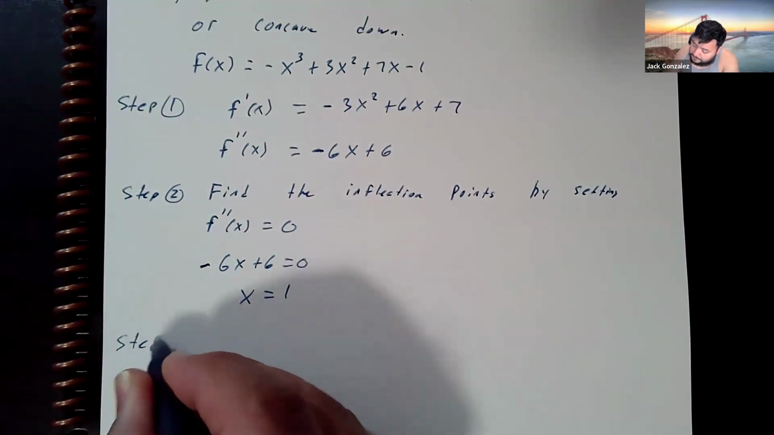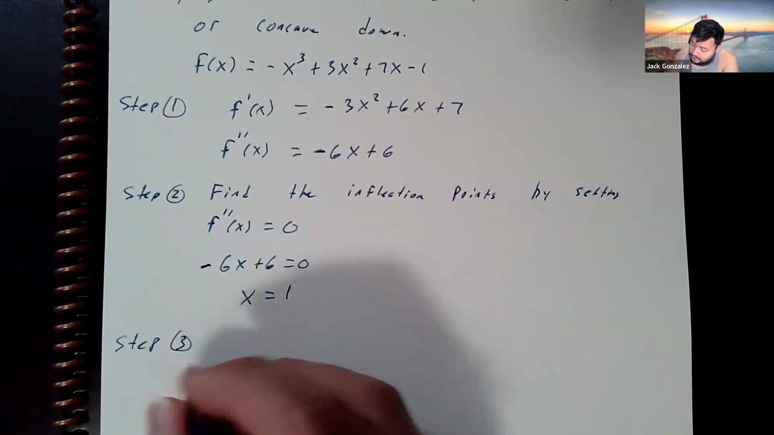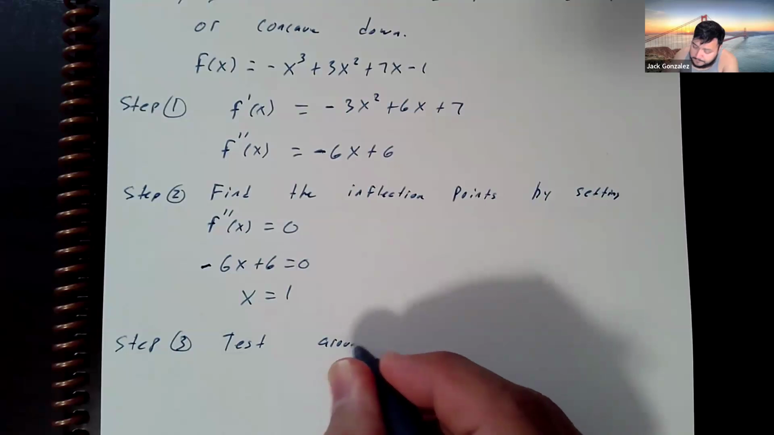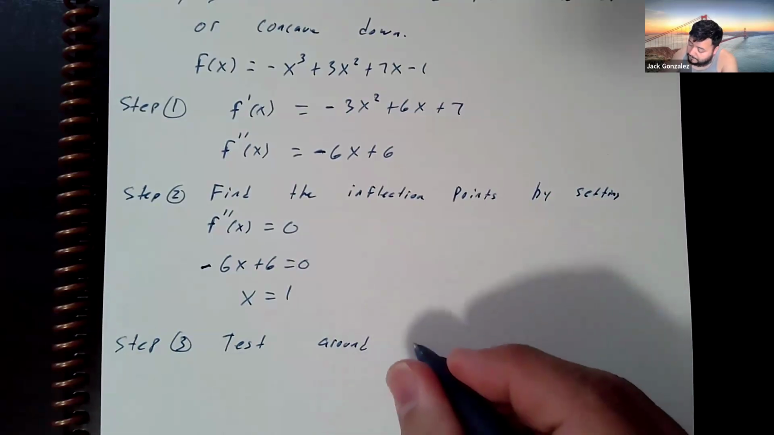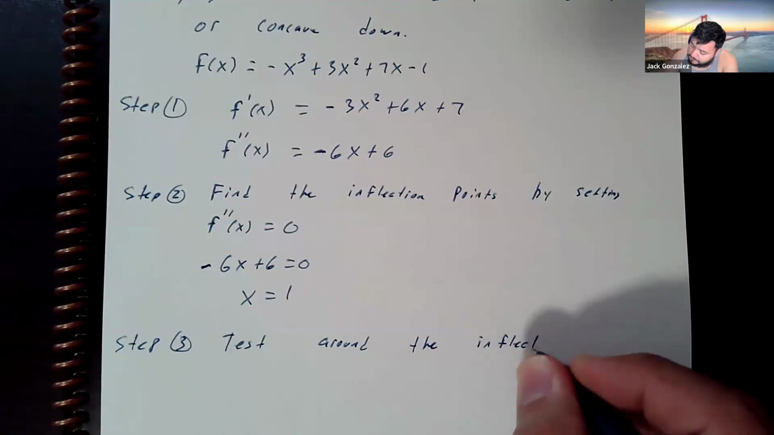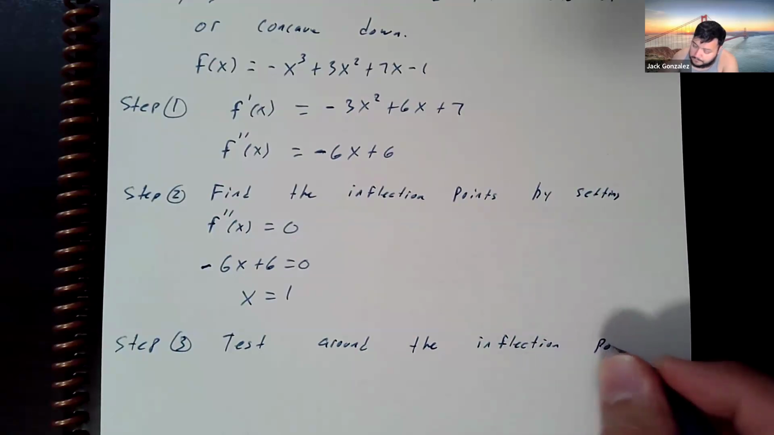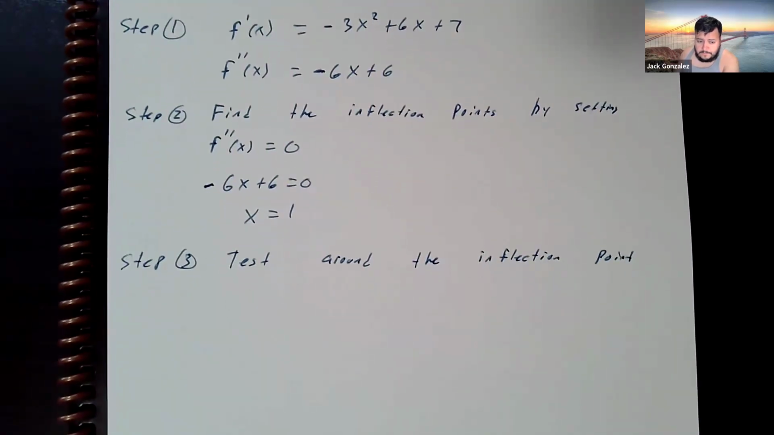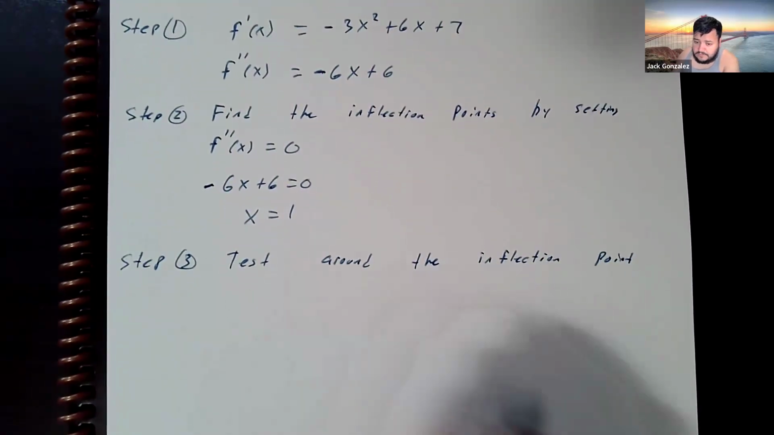Step 3. Test around the inflection point. This will tell you where you're concave up and down. So this is the second derivative test right here.